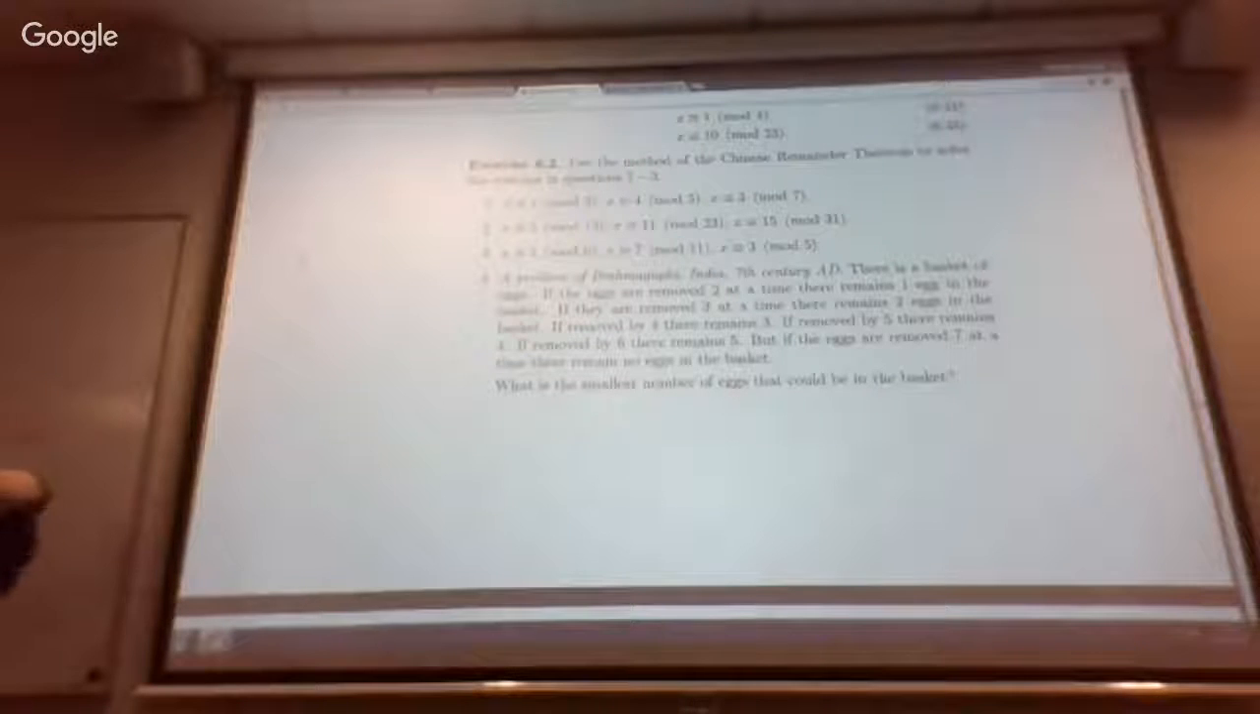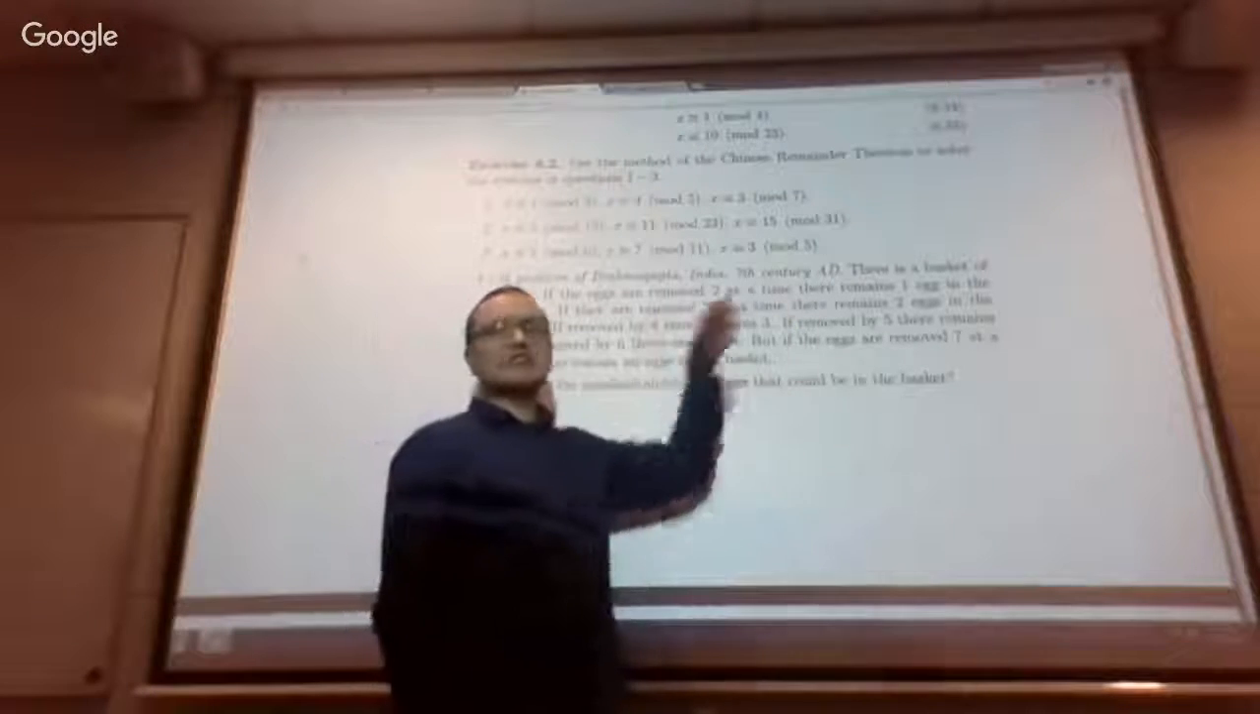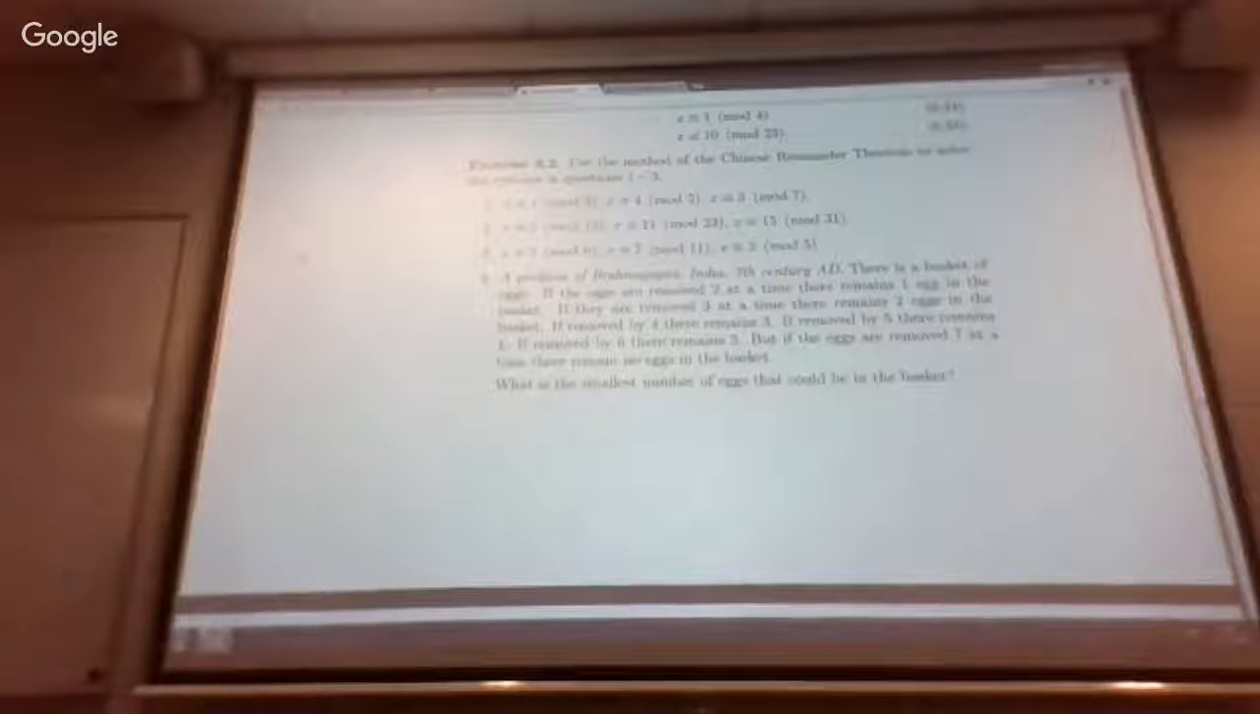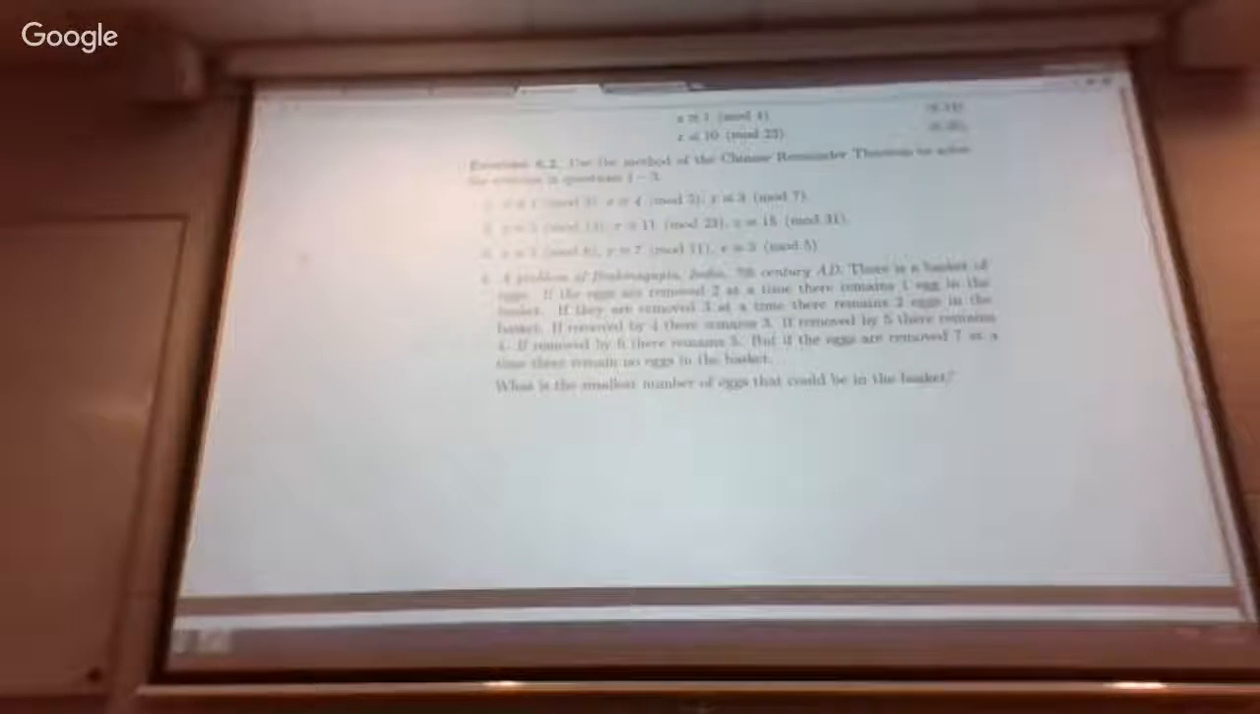If they're removed 3 at a time, you'll be left at the end with 2 eggs in the basket. If you remove the eggs 4 at a time, you'll be left with 3. Remove them 5 at a time, you'll be left with 4. If you remove them 6 at a time, you'll be left with 5. But if you remove the eggs 7 at a time, no eggs at the end of the basket.